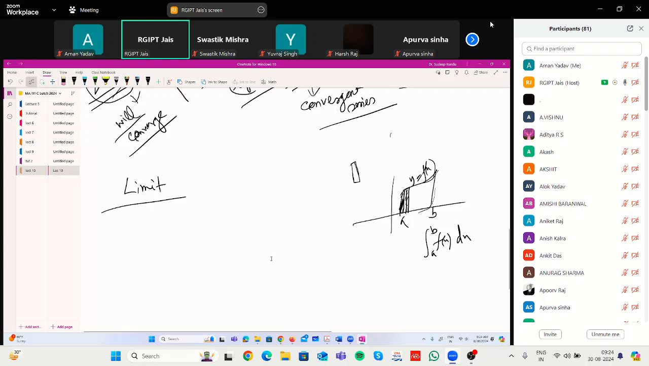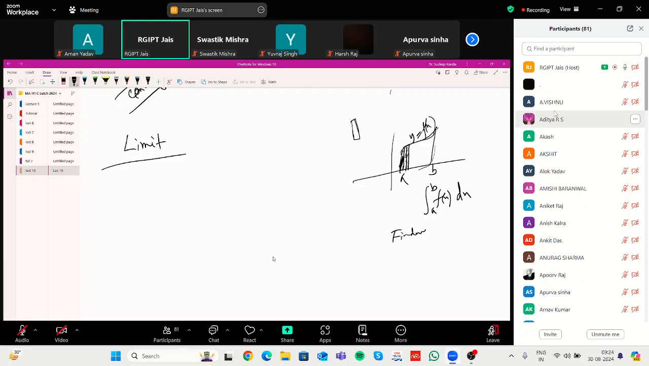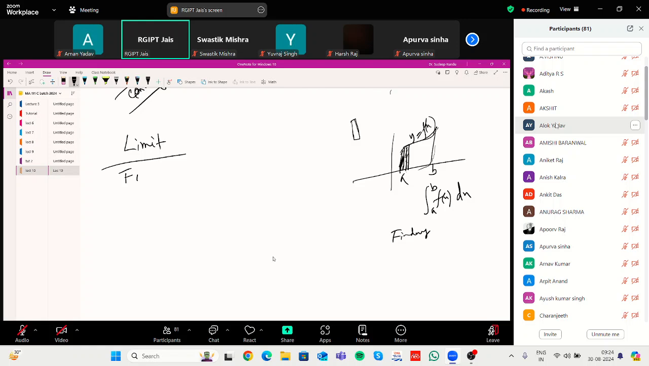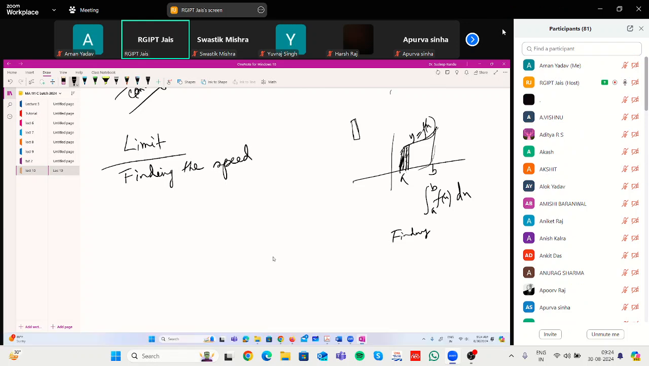So you have also studied derivative, right? So there also the limit will come. So finding the speed. Okay, let me write it here. Finding the speed. Suppose an object is moving with some speed and you want to find the speed at an instant. Then how will you do it?